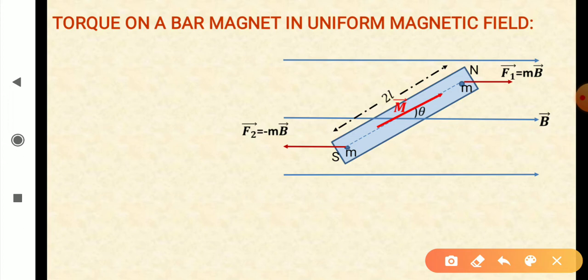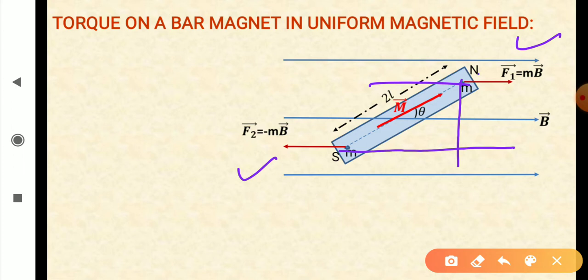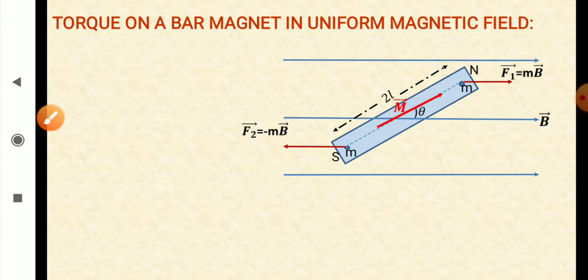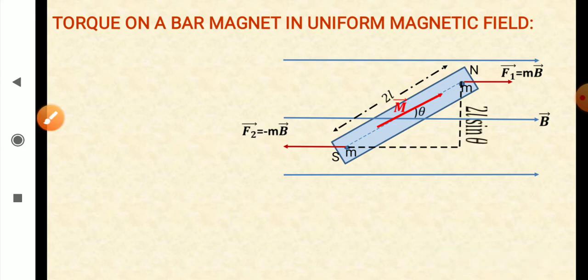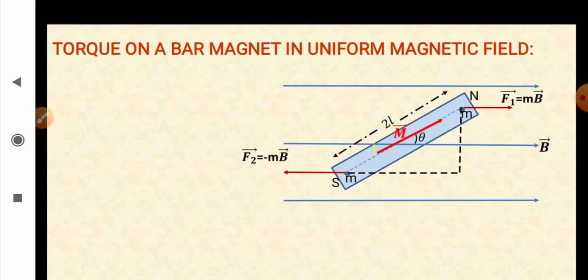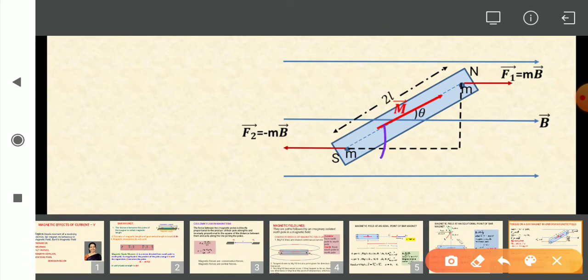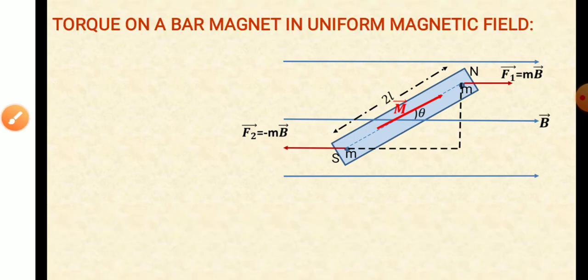See, F1 and F2 form a couple. So if I produce this line here and this is F1, the distance between the line of action of F1 and F2 is this much, which is 2L sine theta. You can see that the separation between the two lines is going to be 2L sine theta. If this angle is theta, then this is also theta, and this side will be 2L sine theta.